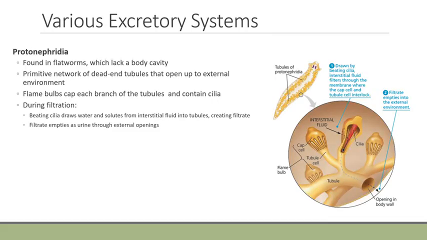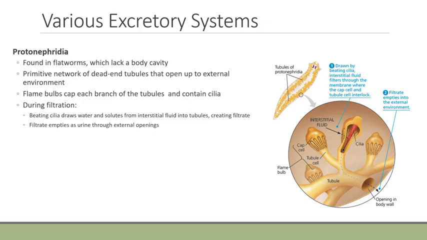So let's talk about some various excretory systems. The earliest and easiest one to think about are called protonephridia. Nephra is a term you'll see associated with excretory systems. So you're going to see that pop up a few times here. Protonephridia are found in organisms like flatworms that don't have an actual true body cavity like we do, or like a lot of other animals do for that matter. So instead, they rely on a network of dead-end tubules that just open themselves right up to the environment itself.